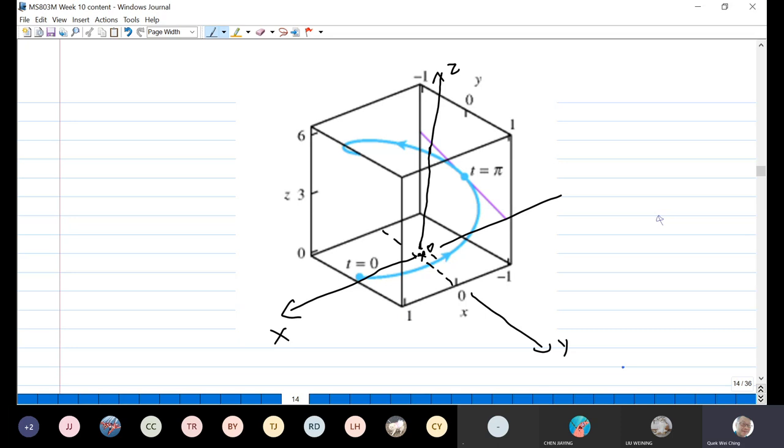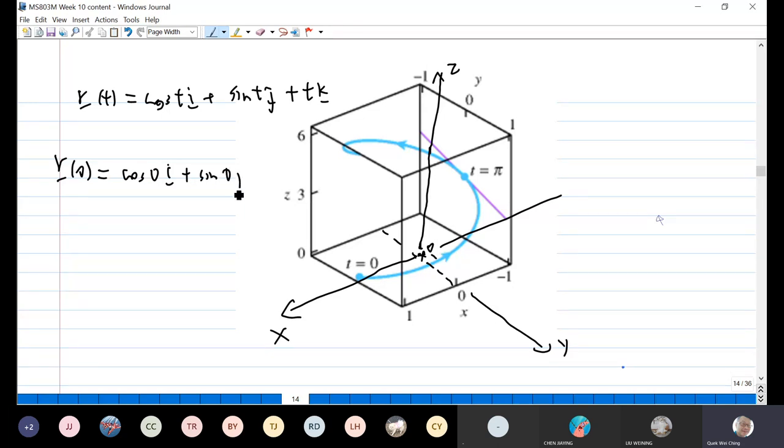Okay, so let's see how the point looks like. Actually your point is r(t) equals cosine t i plus sine t j plus t k. This is the curve. The curve looks like this. So when t equals 0, where is it now? When t equals 0, you get cosine 0 i plus sine 0 j plus 0 k, which is actually i. So this is a point at 1, 0, 0.